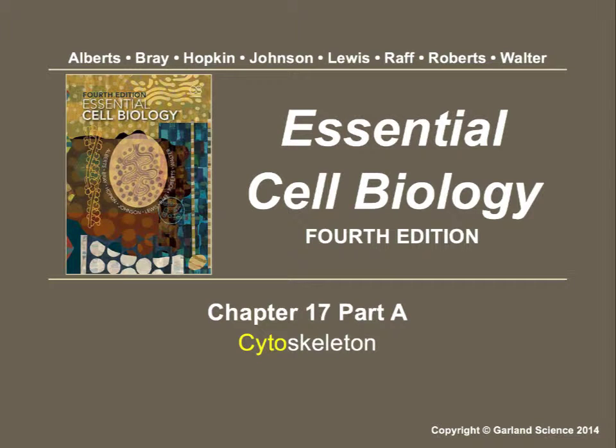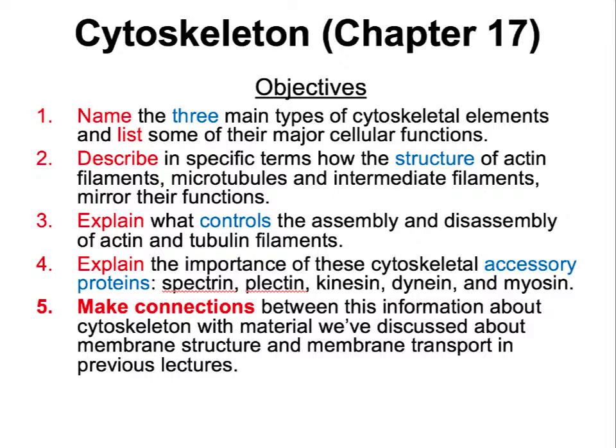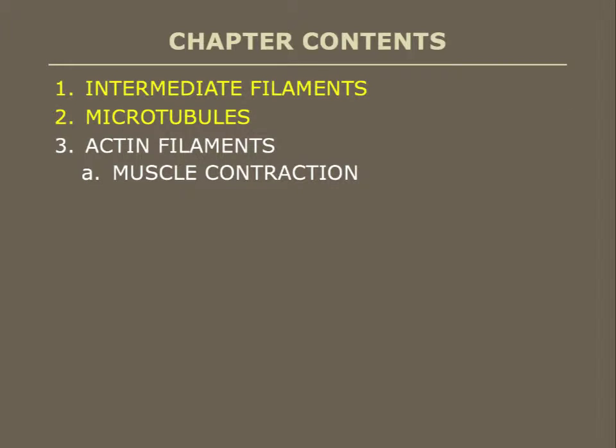This video is on Chapter 17, Part A. Here we discuss two of the three types of cytoskeletal element, the microtubules and the intermediate filaments. The best way to learn this is to concentrate on where in the cell these elements are found and then work backwards into their structure and their function. We'll talk about actin filaments in the second video on Chapter 17.